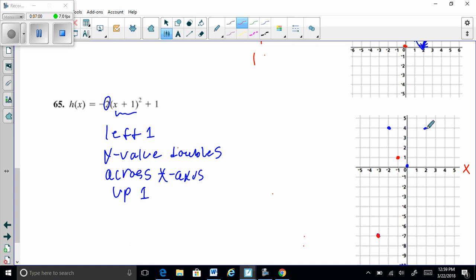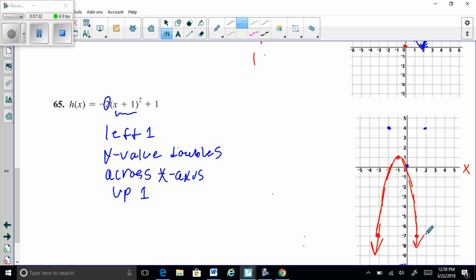Then next, starting here, we're going to go left 1, double the y value, so we go up to 8, but then we go across to -8, and then we go up 1, so we end up right there. And so we'll go ahead and draw this right here.